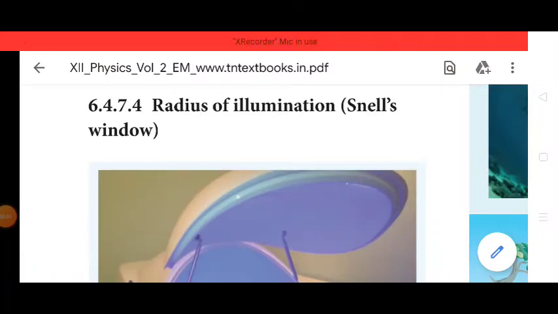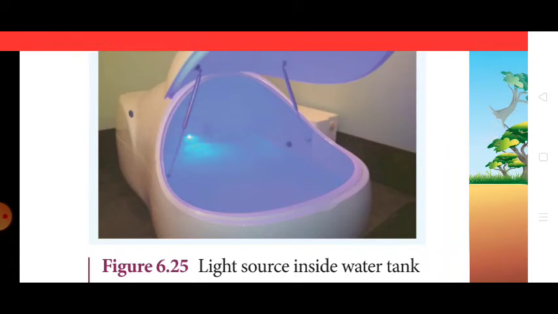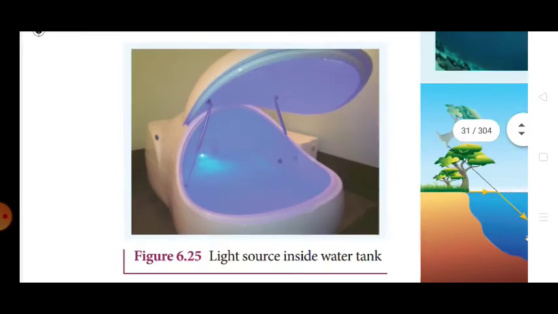Hello children, today's first topic is radius of illumination. That means Snell's window. See the diagram very clearly. Light source inside water tank.